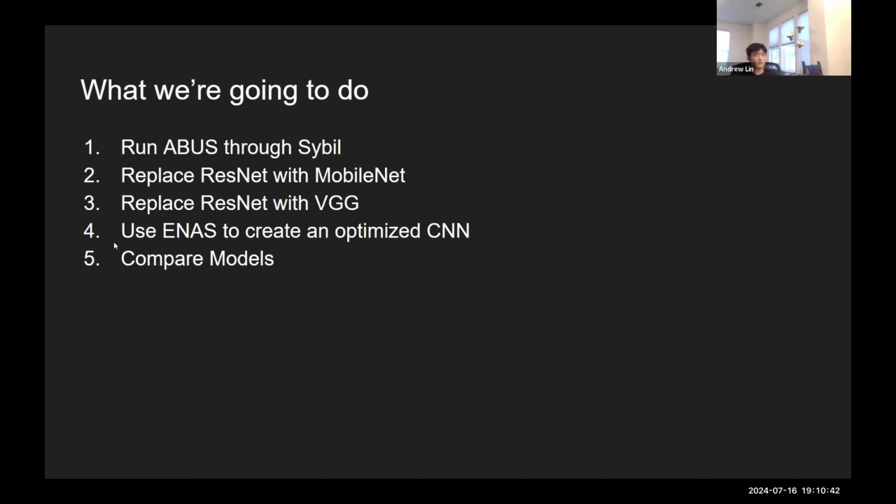Our idea is to develop a deep learning and CNN model that detects breast cancer in automated breast ultrasound images. We are going to run our automated breast ultrasound dataset through the Sybil model and then replace the original ResNet architecture with MobileNet and VGG16 architectures. We also plan to test the ENAS model and let it generate a CNN architecture by itself.